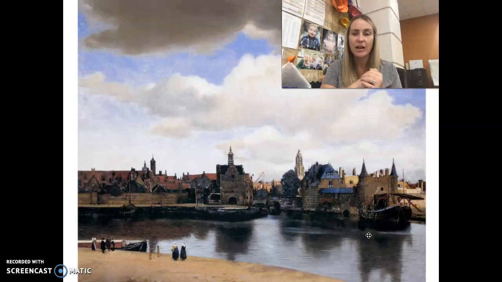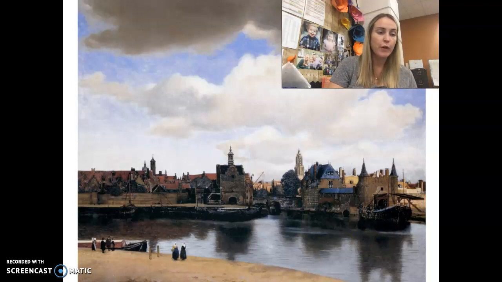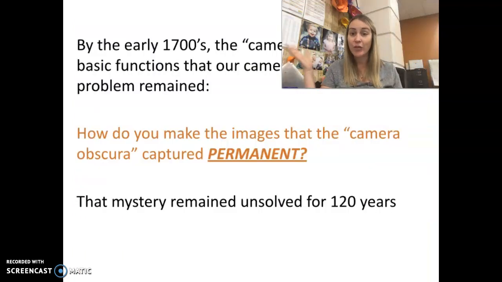You notice the detail of the home, of the buildings, of the clouds, right? People were stunned when they saw artwork from someone like Jan Vermeer, who we know used the camera obscura in his art. They were stunned by the lifelike detail, because up until this time, paintings weren't as lifelike as they are today. Okay, so fast forward a little bit. Mrs. Russell, what does this have to do with photography?